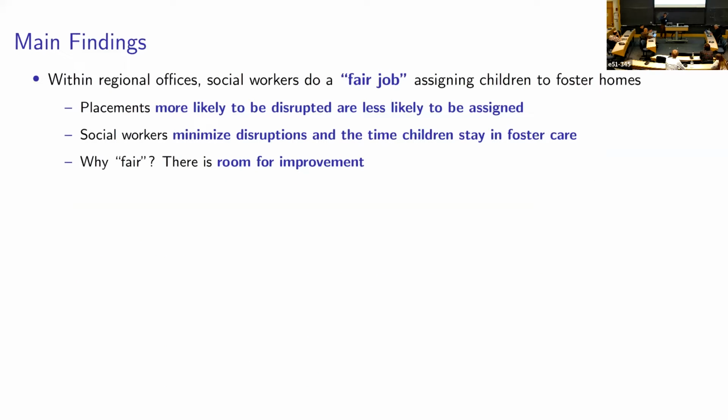Now, before going into the model, let me tell you a little bit about the findings. In regard to the first part, with the regional offices, I find, roughly speaking, and it's going to be very clear with some numbers what this means, that social workers do a fair job when it comes to assigning children to foster homes.